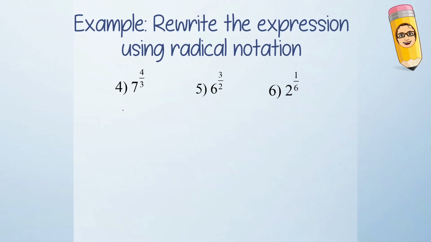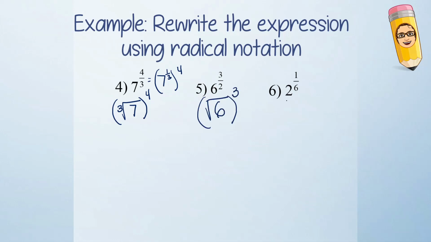So here are the answers that we should get. We should have gotten the cube root of 7 to the 4th power, because again, we could break this into 7 to the 1/3 to the 4th. And sometimes you might not even need to show this anymore. You might just figure out the pattern, because I always find that the denominator becomes the index and the numerator becomes the number on the outside. So I would get the square root of 6 to the 3rd and the 6th root of 2 to the 1st. And technically, we don't even need to write to the 1st. We can just read it as the 6th root of 2.